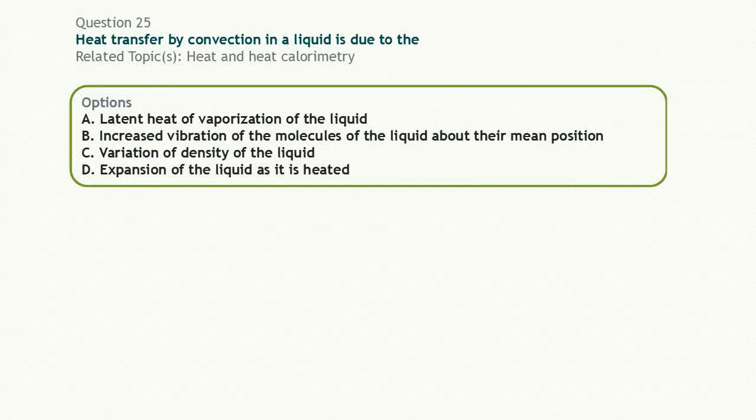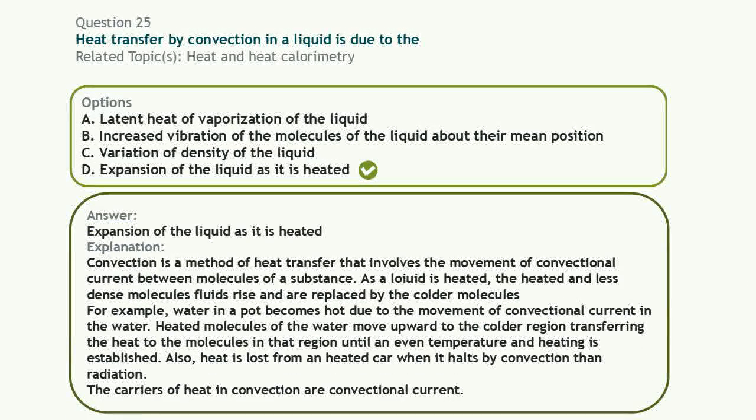Next, on heat transfer by convection in a liquid, there are three methods of heat transfer. It could be by conduction, by convection, or by radiation. Radiation is between two bodies that are not in contact, like the heat reaching us from the sun, because we are not in contact with the heat source. Conduction is between two bodies that are in contact.